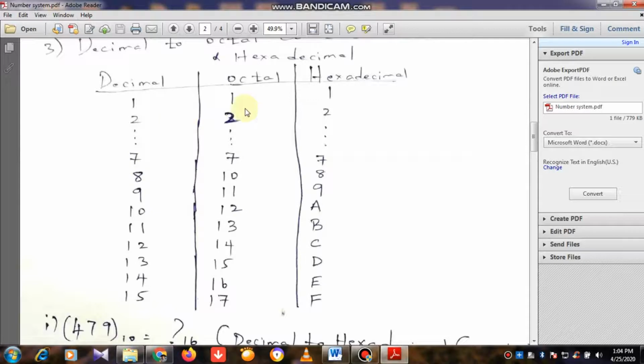I am supposed to draw a table here. This is the corresponding octal and hexadecimal representation for the given decimal numbers. Up to 7 there is no problem, whereas for 8 the octal equivalent is 10. For 9 it is 11. For 10 it is 12, whereas in hexadecimal up to 9 there is no problem, but from 10 it should be the alphabet A, B, C, D, E, F for 15.